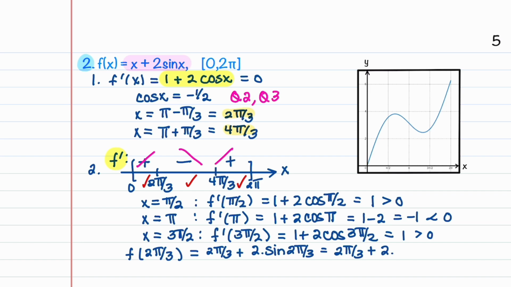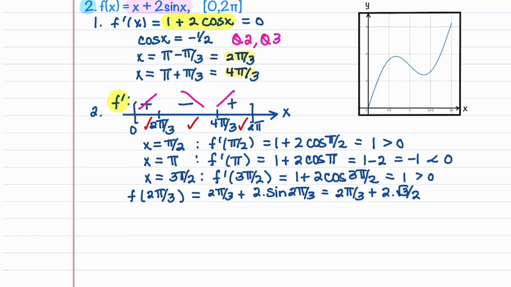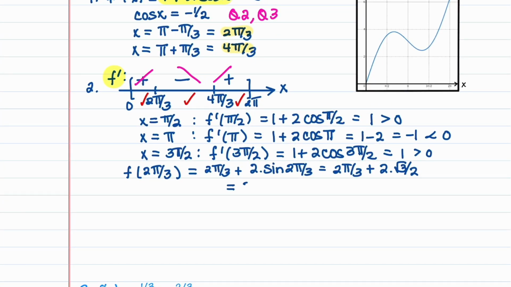Now we have to think. Sine of 2 pi over 3 is going to be positive because it's in the second quadrant. Sine of pi over 3 is root 3 over 2. So that means that's the same value for 2 pi over 3. So we're going to put down root 3 over 2. And this is then 2 pi over 3 plus root 3. And if we put that in our calculator, it is approximately 3.83. And we'll just label this as local max.